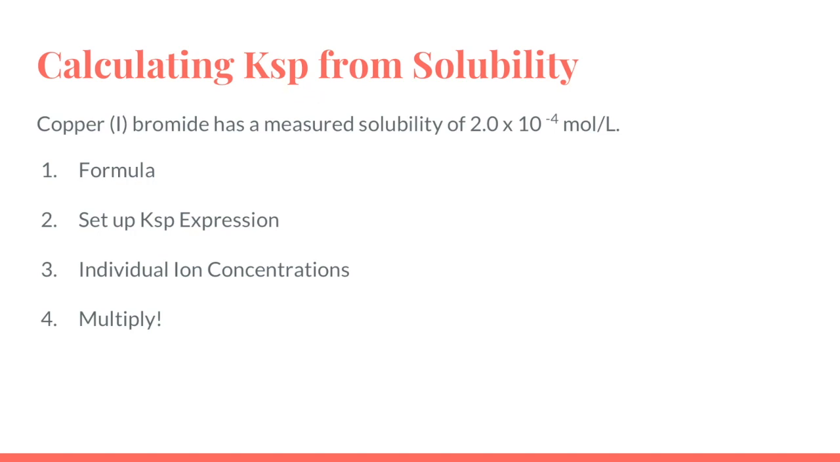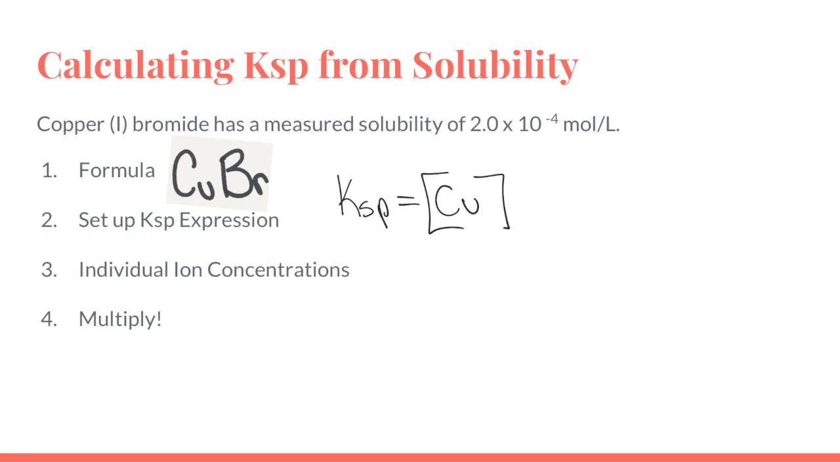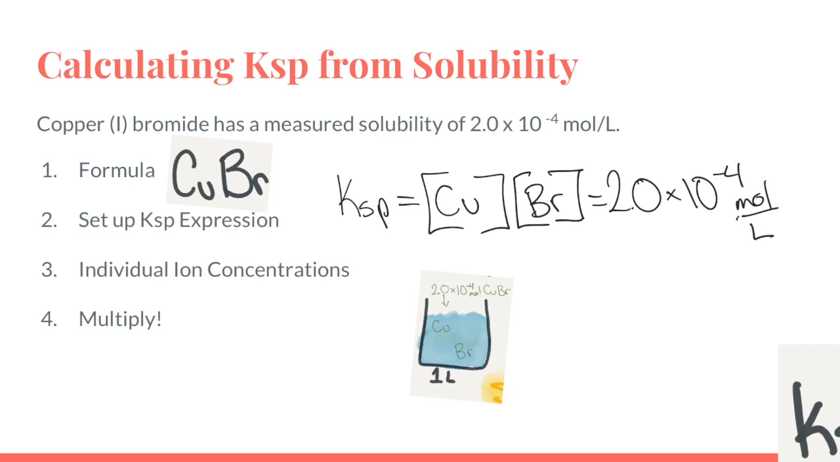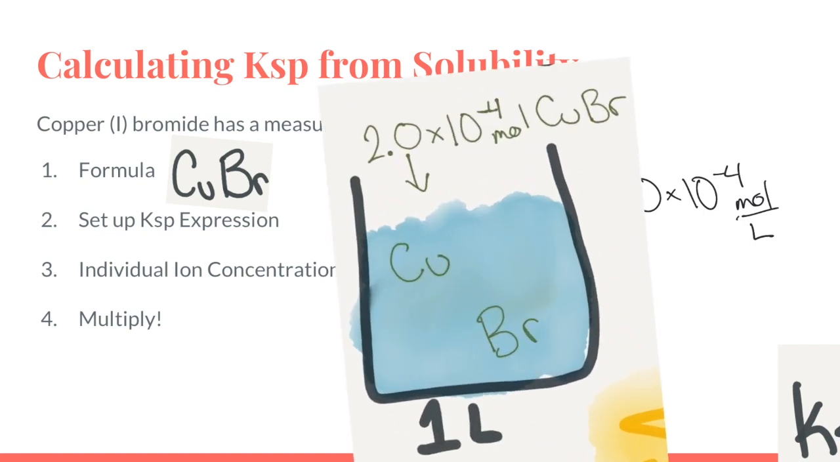Step 1, write the formula for the compound given. Step 2, set up your Ksp expression. So in this case, we're going to write Ksp equals, and then because both of them have a 1 subscript, we're just going to take 1 concentration and multiply it by the other. No need for exponents or coefficients. The next thing to do is to determine the individual ion concentrations.